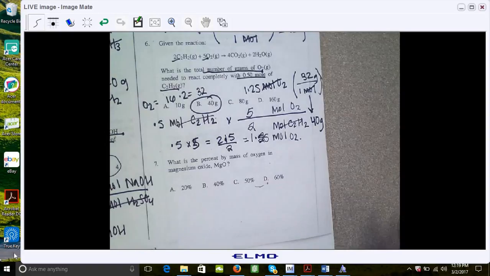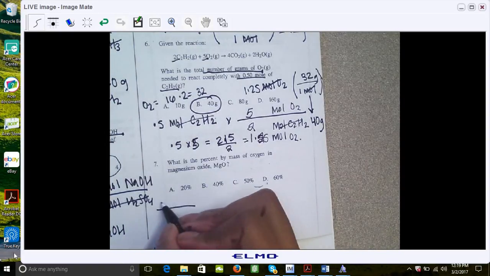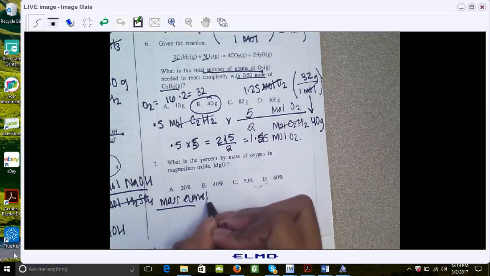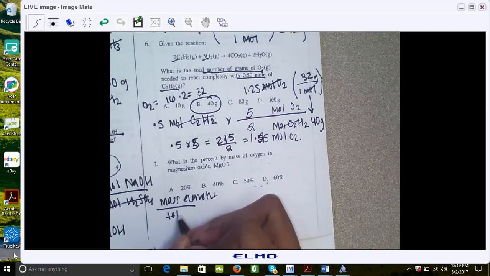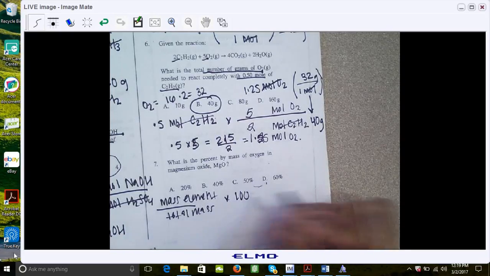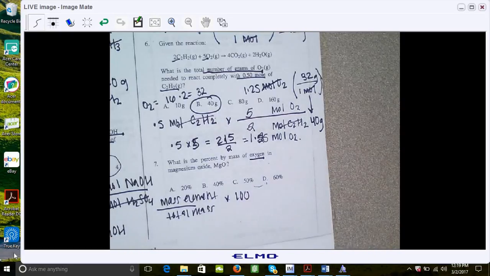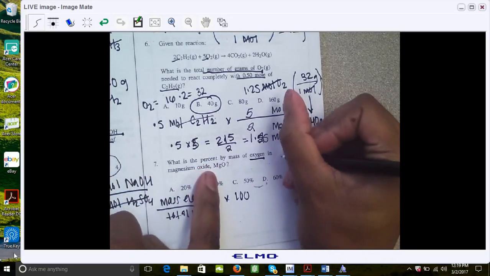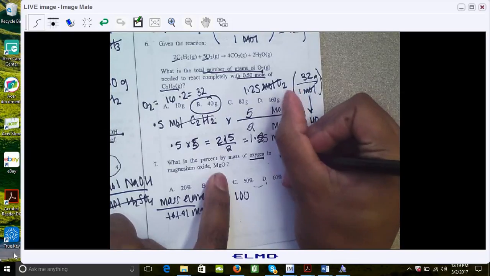So this is a percent composition. Remember, we always do the mass of the element over the total mass times 100. This is asking for the percent of oxygen. First we have to find that total mass, so we do our formula mass.